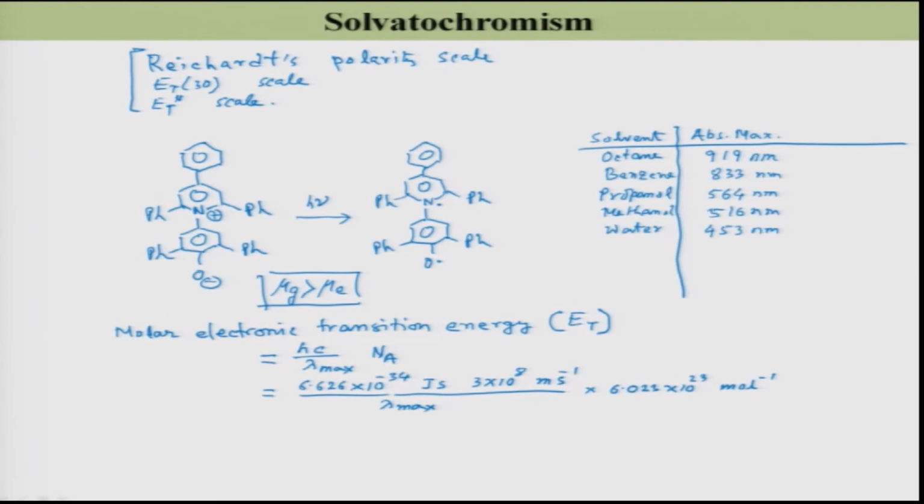If I want to put this in nanometer, I better write lambda max into 10 to the power 9 if it is represented in nanometer. So, then I will put 10 to the power 9 in the meter, and then the meter will cancel. Now, if we put all these values over here, and convert joule to calorie, this is going to be 28610 divided by lambda max in nanometer, in kilocalorie per mole.